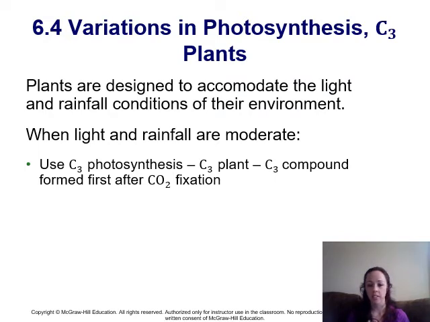But in places where it's a little hotter, like the middle part of Africa, in the desert, maybe the rainforest, we'll use a different kind of photosynthesis. C3 photosynthesis is called so because the first molecule produced after carbon fixation is a molecule containing 3 carbons.